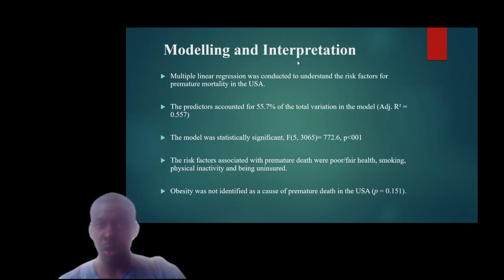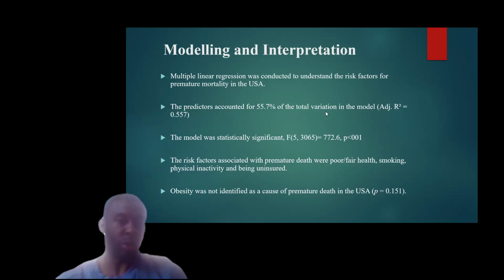Going into my modeling and interpretation, multiple linear regression was conducted to understand the risk factors for premature mortality in the U.S. The predictors accounted for 55.7% of the total variation in the model, R² = .557. The model was statistically significant, F = 772.6, p < .001.